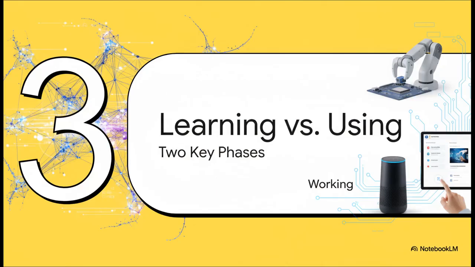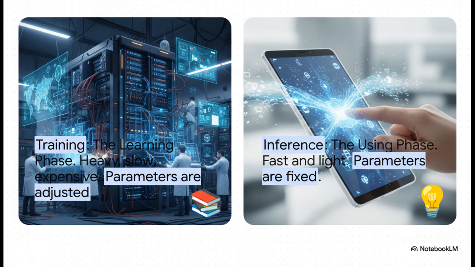Okay, so this brings us to two very distinct phases in an AI model's life. You've got the time it spends learning, and then you've got the time it spends working. And trust me, these are not the same thing at all. So on one side, you have training. This is the learning phase. It is incredibly heavy, super slow, and very expensive. This is the part where all those parameters get adjusted.